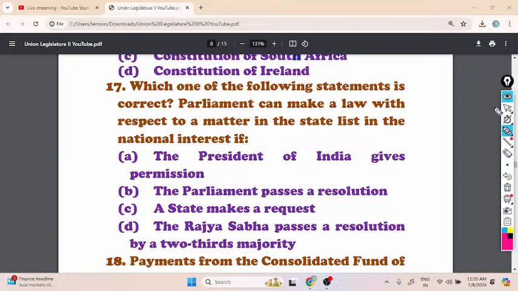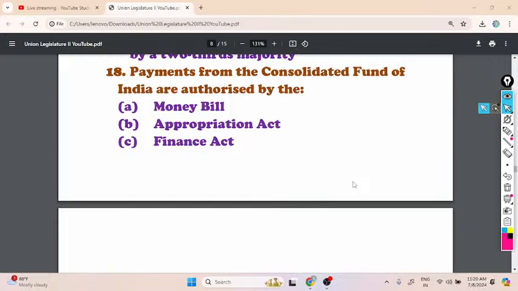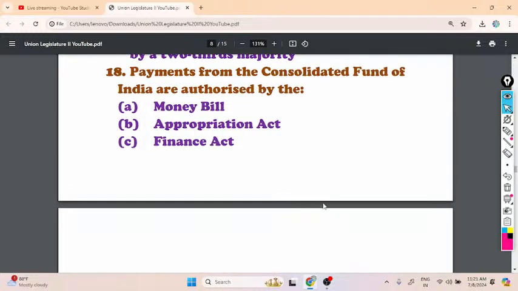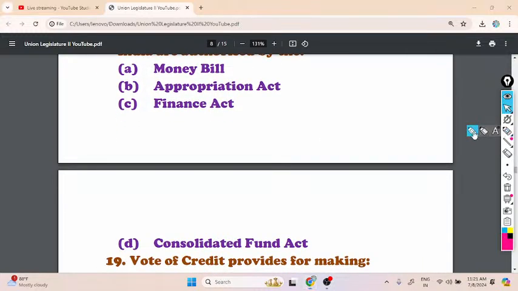Under Article 249, Rajya Sabha can pass a resolution. 18. Payments from the Consolidated Fund of India are authorized by, I told you, the Appropriation Act. B. Vote of credit provides. I told you about vote of credit. So the 18 answer is B.